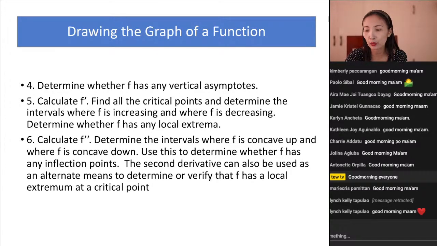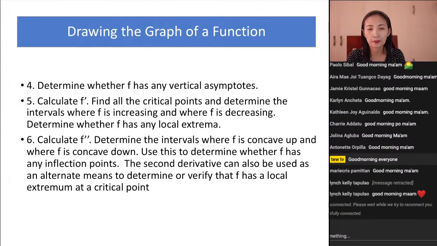That will give the vertical asymptote. Number 5, we calculate f prime, the first derivative. And just like what we did in the previous meeting, find the critical points, determine the intervals where f is increasing, where f is decreasing. When is it increasing, decreasing once again? If f prime of x is greater than 0, review. First step is identify the domain. Second step, x and y intercepts. Number 3, evaluate the limit at infinity.